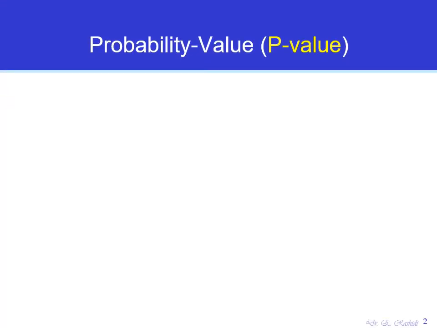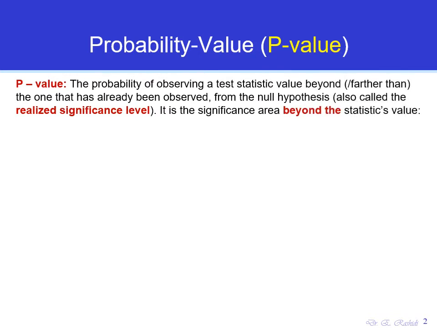There are two approaches in hypothesis testing. One is using the critical value, which we studied before, and one is using the p-value or probability value, which we want to talk about now. First, we need to figure out what p-value is. What is p-value or the probability value? P-value is the probability of observing a test statistic value beyond or further away from the null hypothesis than whatever we have observed, which is also called the realized significance level. P-value is the significance area beyond the statistic value we have observed.